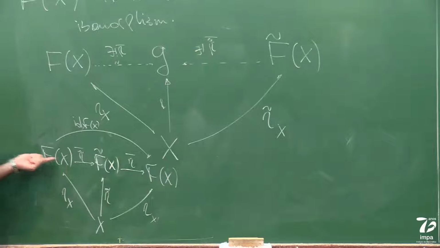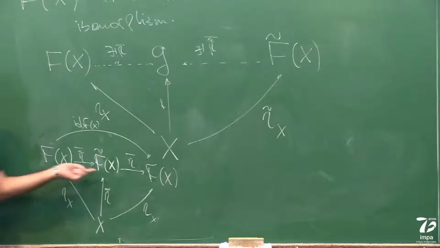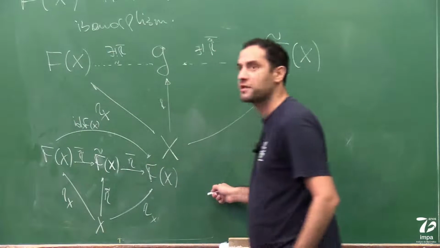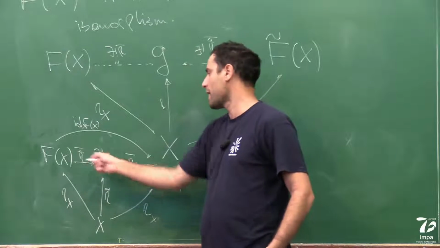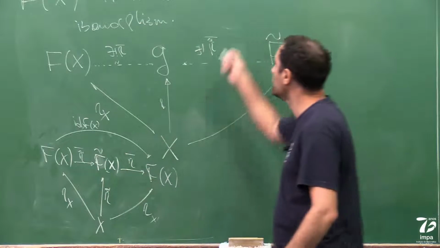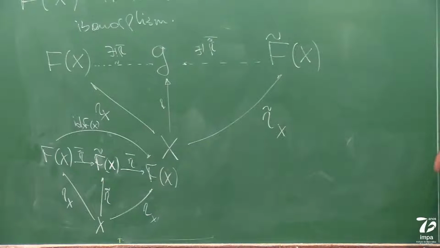So that means that the composition of this map with this map is the identity on F of X. And similarly, if you just extend this by the universal property of F of X, you're going to get that the composition of this map with this map is also the identity on F tilde of X. So that's why these two are isomorphic. And this holds any time that you have these sort of adjunctions.